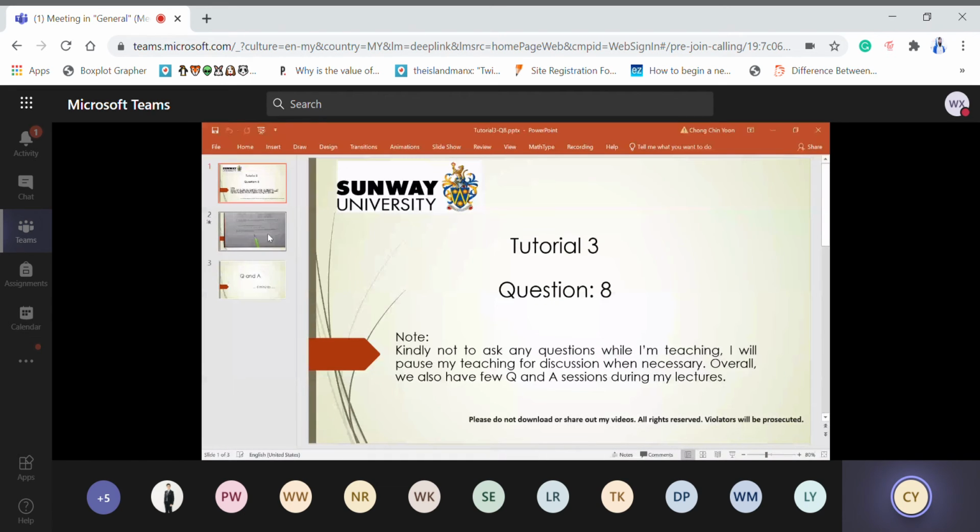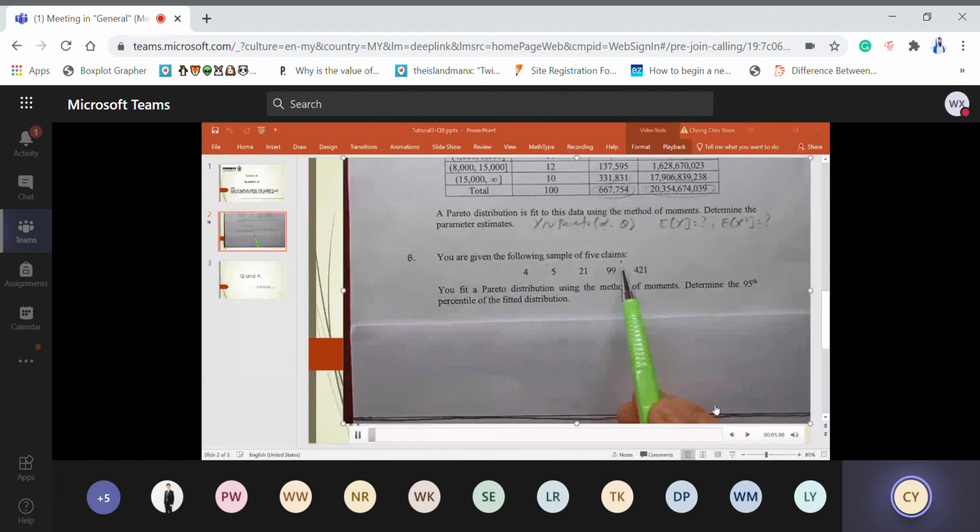Question number 8. You are given the following sample of 5 claims, that is this data. You fit a Pareto distribution using the method of moments. Determine the 95th percentile of the fitted distribution.